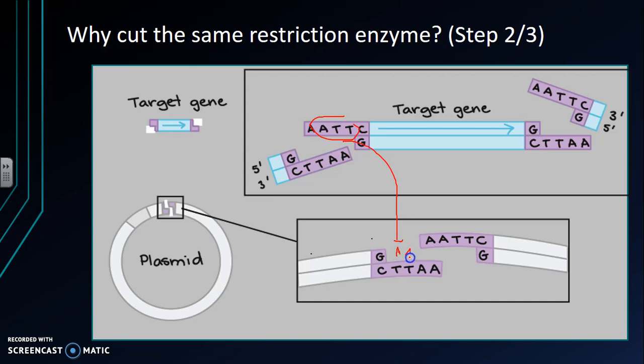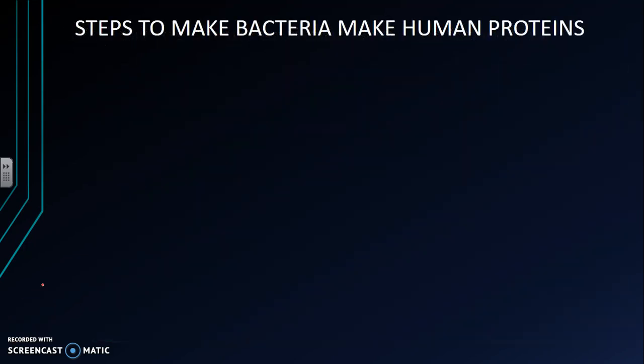I don't want to finish drawing it. You get the point, right? Those are complementary. Same thing here. This sticky end right here is complementary to this sticky end. And this target gene will then be able to be inserted in this spot right here, because the sticky ends create complementary base pairs that can hydrogen bond together. Okay, we're now going to go back to the steps.